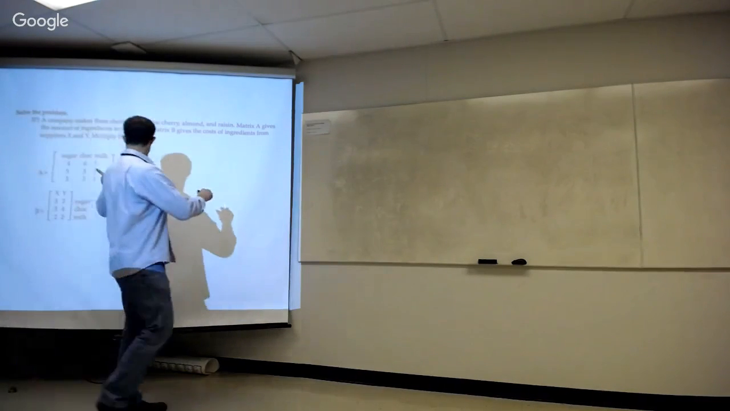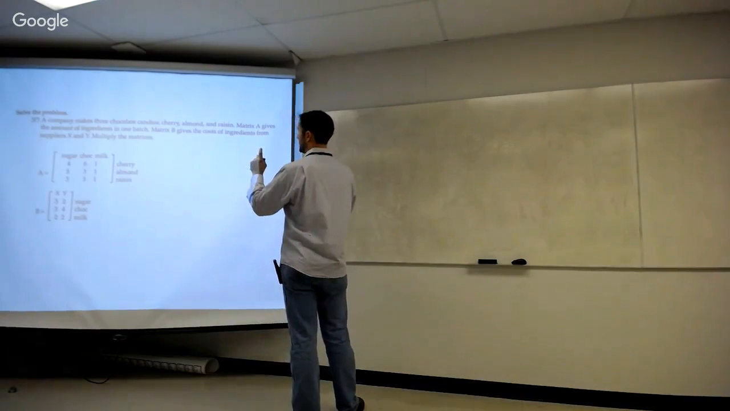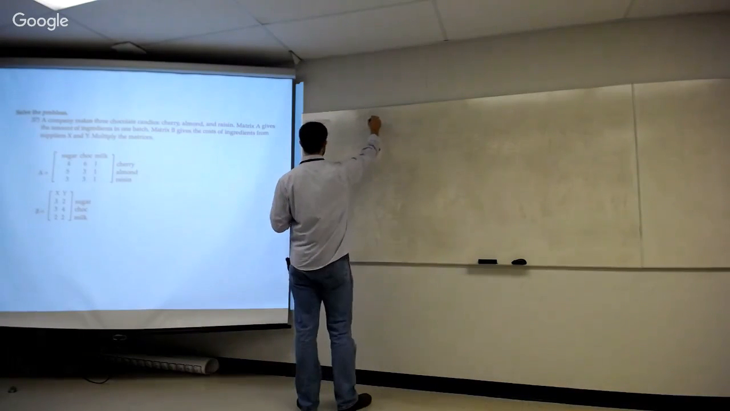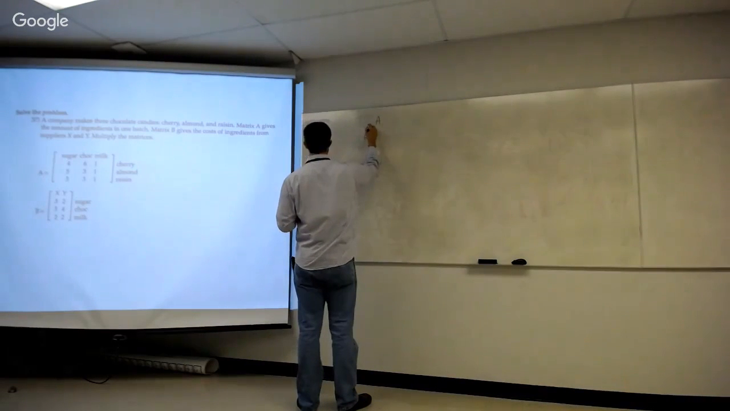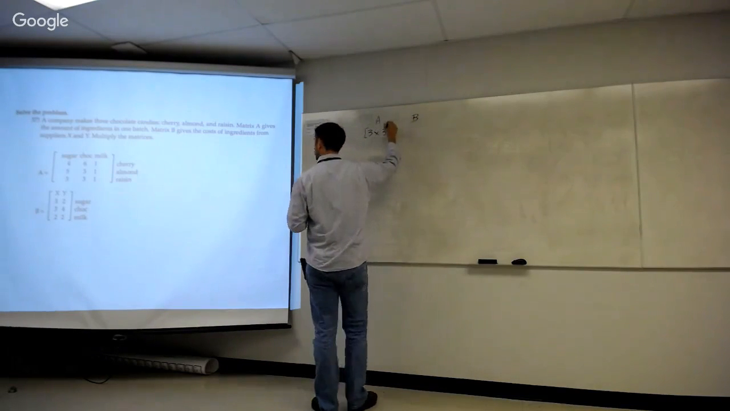So let's try to wrap our minds around it. First of all, when we multiply, does it say what order to multiply in? No. It says just multiply the matrices. I wonder what order we should do it in? Matrix A, what's the size? 3 by 3. What's the size of matrix B? 3 by 2.